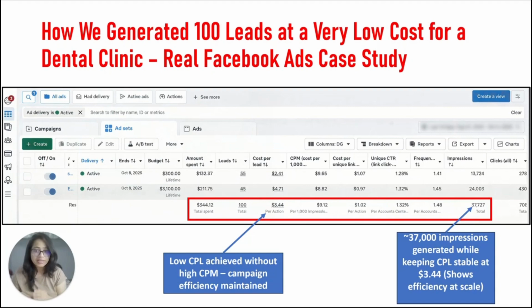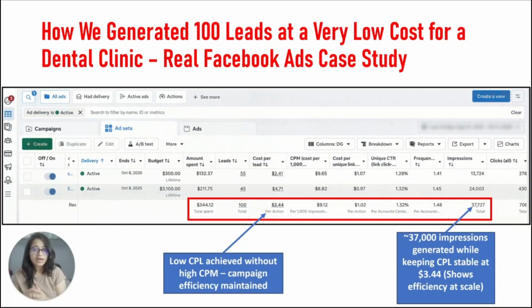This suggests that when the targeting, creative, and offer are all aligned correctly, the performance follows. And if you would like to see how this could work for your clinic, you can book a strategy call with me. Now comes the most important part: how we achieved this result.